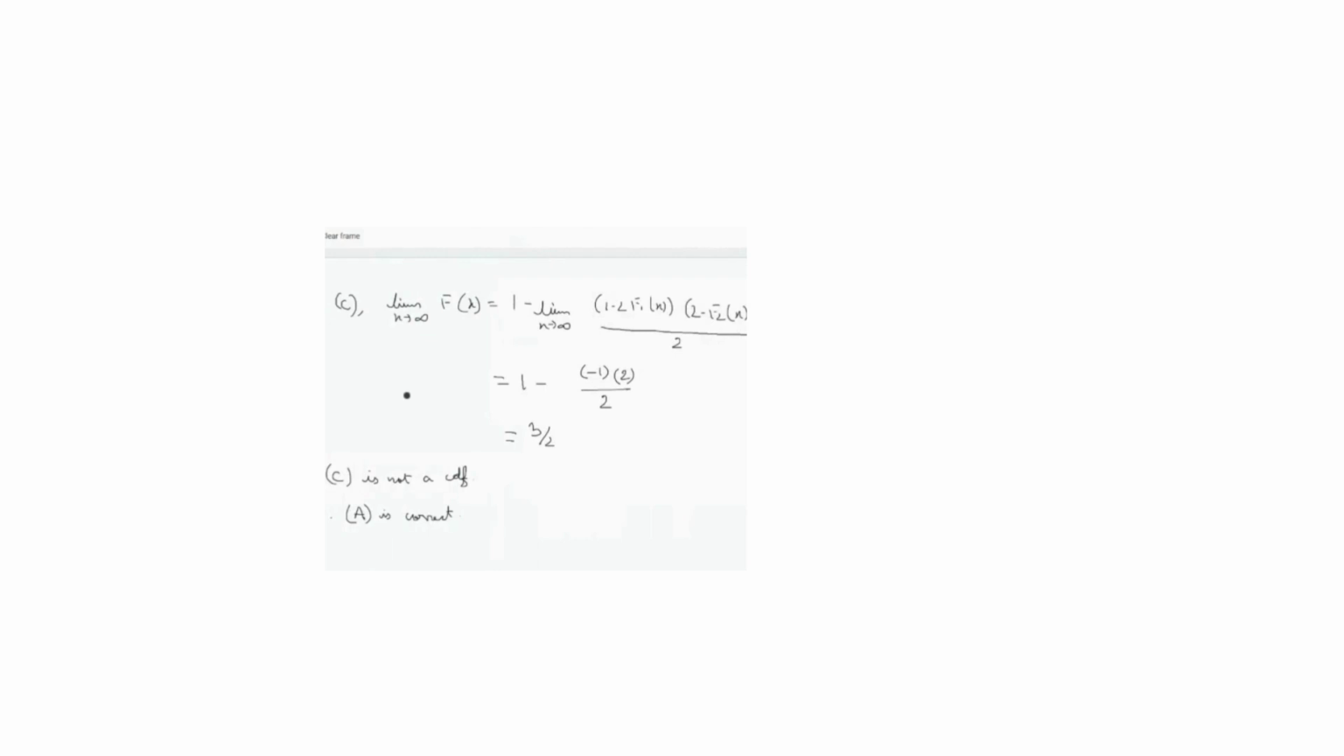In part B, you remember it's F is equal to twice F1 F2. So we just put the limit at x equal to infinity, and it comes out to be 2, which is not equal to 1. So obviously B is not a CDF. And in part C, I did the same thing and it comes out to be 3 by 2. So C is not a CDF as well. Therefore, A is the correct option.